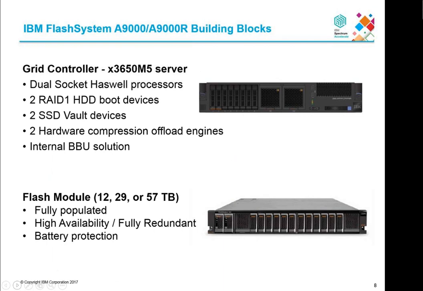So again, a little bit about the building blocks I've got in the 9000. I've got my grid controller, which is a modified 3650 M5 with dual sockets, RAID 1 for the boot device, and 2 SSDs, as well as the hardware compression offload engines. And for the flash modules, the FS900s are always fully populated. For the 9000, I offer 12, 29, or 57. For the 9000R, I only offer the 29 or the 57.